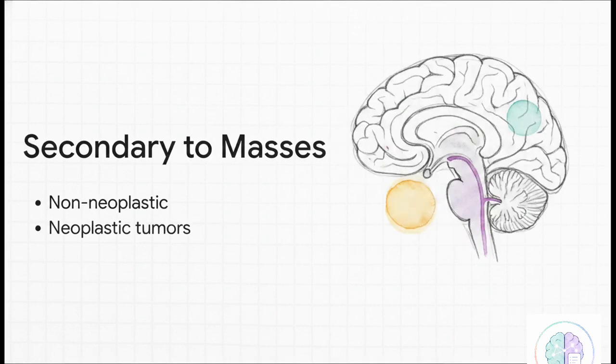Masses can also physically drive acquired cases, acting like literal roadblocks. We separate these into non-neoplastic masses, like vascular malformations, and neoplastic or cancerous tumors. Neoplastic tumors almost exclusively produce obstructive hydrocephalus by physically pinching off those delicate CSF pathways. Some classic textbook examples include a medulloblastoma crushing the aqueduct, a colloid cyst acting like a perfect little plug right at the foramen of Monroe, or even large pituitary tumors extending upward.